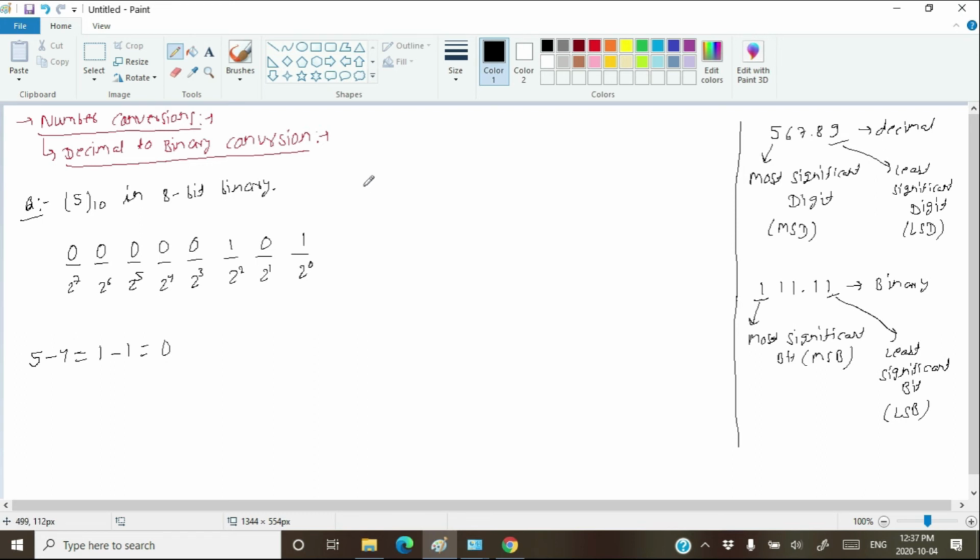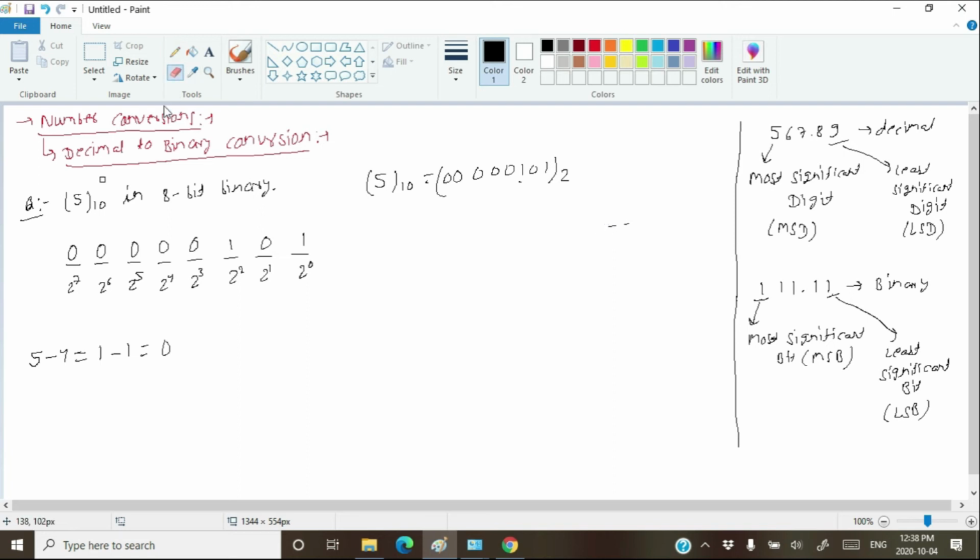Therefore, you can say that 5 in decimal has 00000101. I think one more 0 should be here. Yes, in 8-bit binary. So we are fixing the number of bits for the binary representation of a decimal. But here, as you can see, the most significant one appears at the third position from the right. So you cannot write 5 in a binary that has fewer than 3 bits. You cannot write the binary of 5 in only 2 bits. You cannot do that. Hopefully you are getting my point.